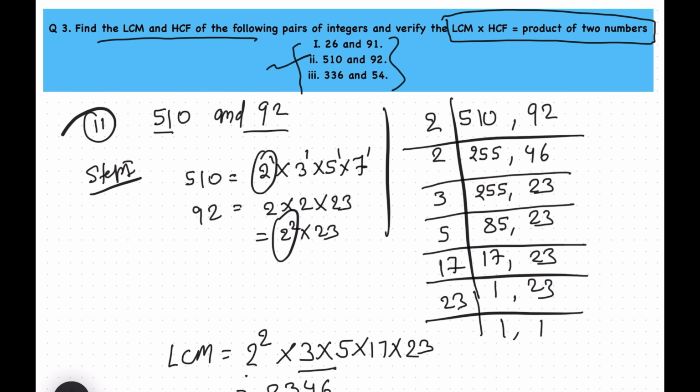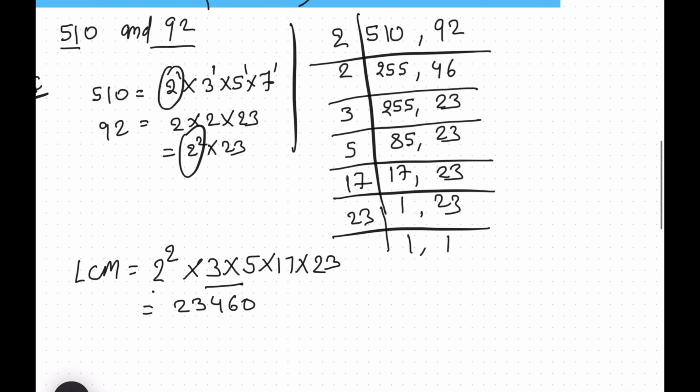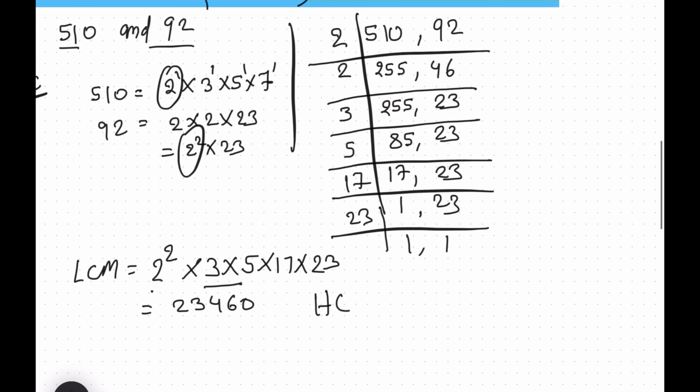23460. Okay, what is the HCF if we find it for both? So the HCF will be only 2, because this is the only number which is common to both. HCF is 2. Okay, now we'll do the verification.